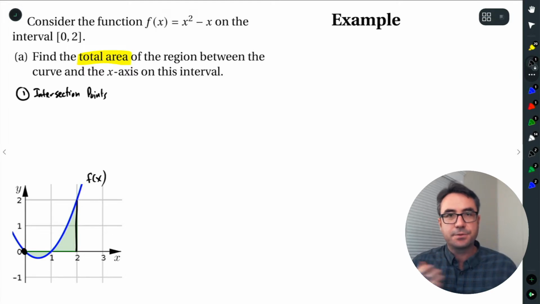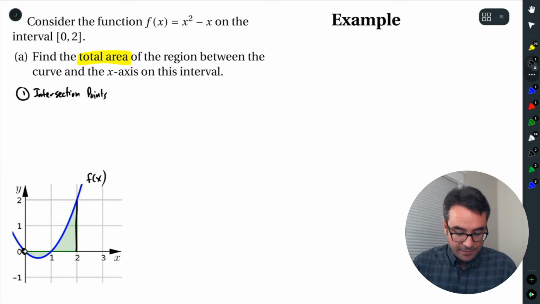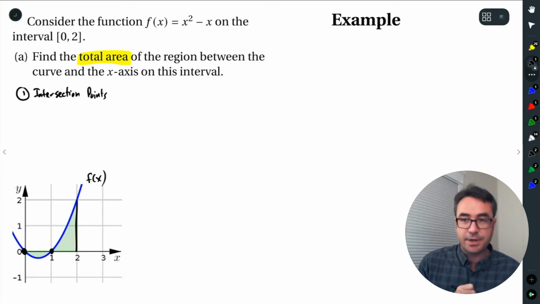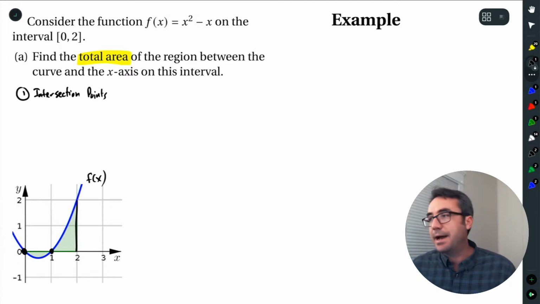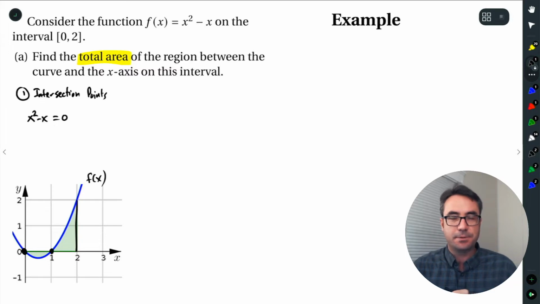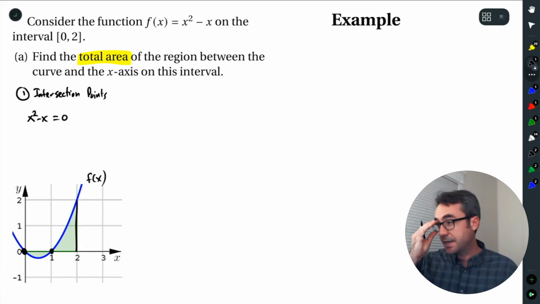What x values, where does our function actually cross the x-axis? Now we have a graph here, so we can probably tell it's going to cross at x equals 0 and x equals 1. But if we didn't have that, how would we figure that out algebraically? We take our original function, x squared minus x, and we set it equal to 0, because that's where our function is equal to 0, that's when it crosses the x-axis.